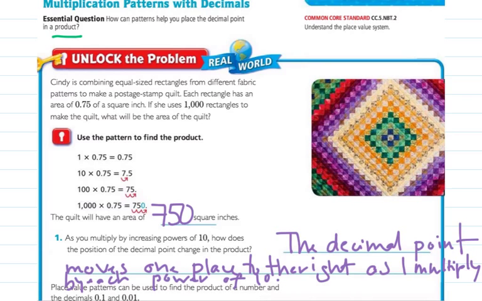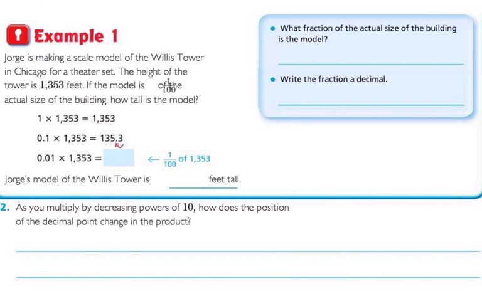Now next, boys and girls, it says place value patterns can be used to find the product of a number and the decimals 1/10 and 1/100. So we're going to look at the next example, which is a little bit of a different strategy, but we're going to look here at the blue box for what we need to do first. It says what fraction of the actual size of the building is the model? And then it says write the fraction as a decimal.